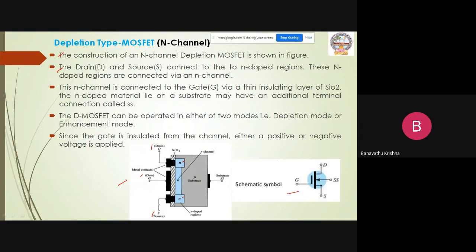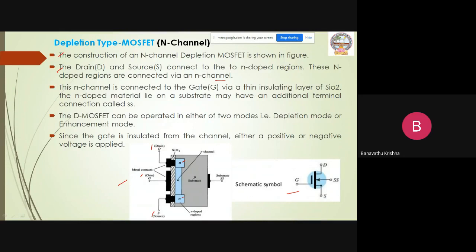Let us see here, the drain and source connect to the N-doped regions. The N-doped regions are connected via the N channel. The heavily doped N-type impurities are diffused into this particular P substrate, then to form the source and drain regions.